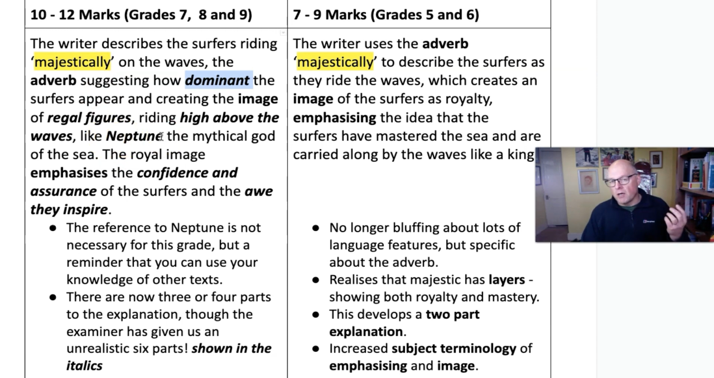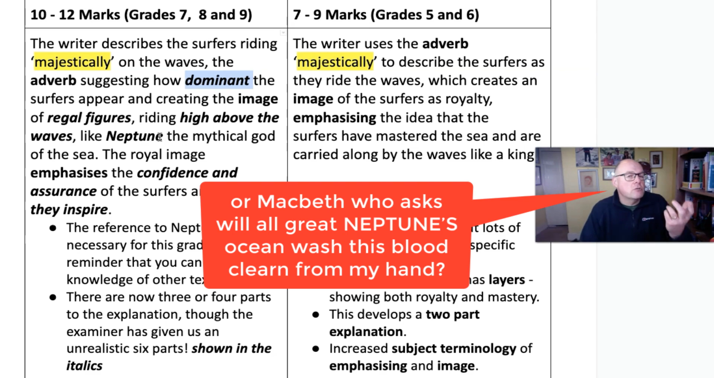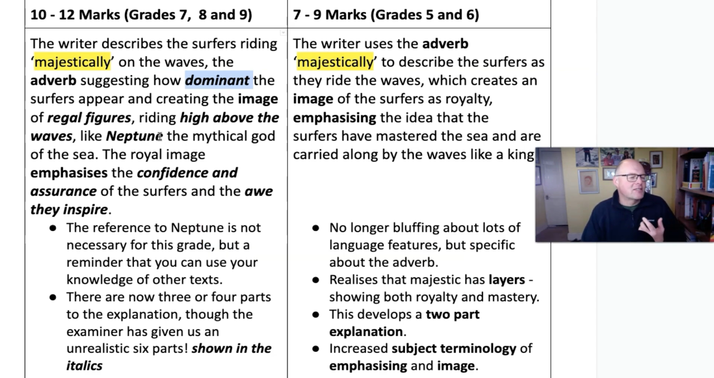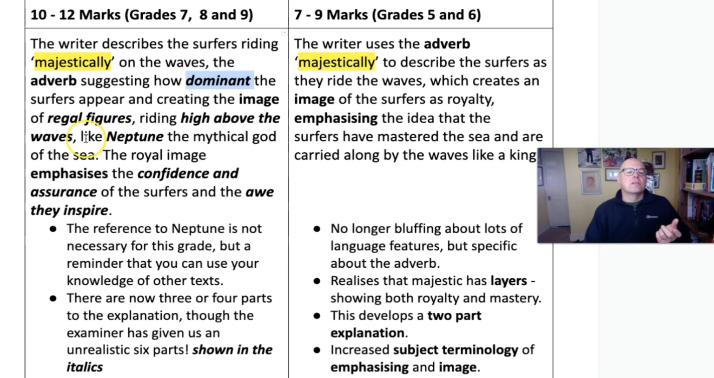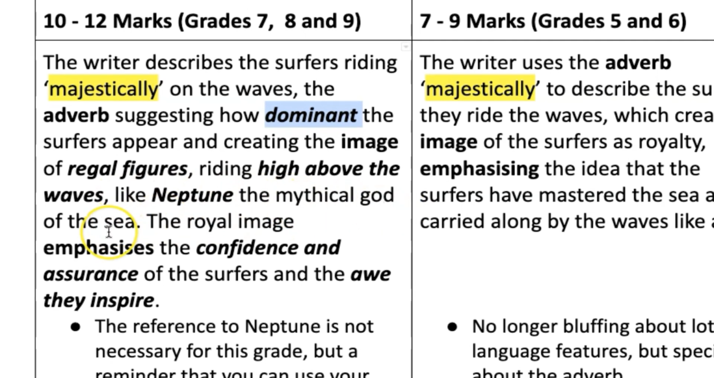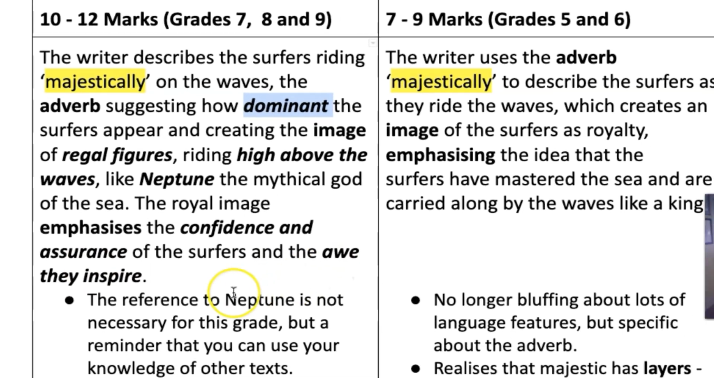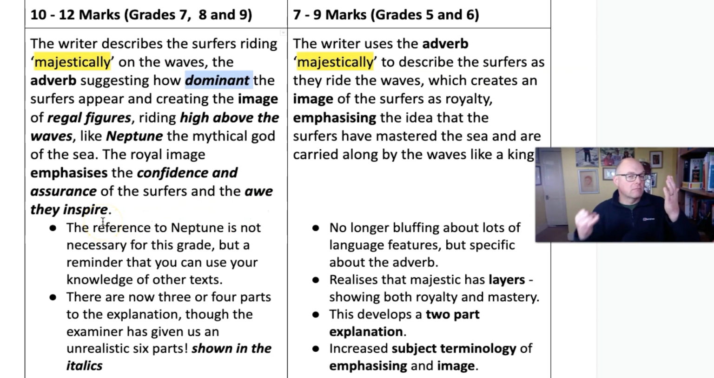Those of you studying My Last Duchess will know this and will be able to use this context in your answer. But that's not something we'd expect. So, like Neptune, the mythical god of the sea. The royal image emphasises the confidence, that's our 4th part of the explanation, and assurance, 5th part, and the awe they inspire, 6th part. Now, there are 2 important things to take away from this.